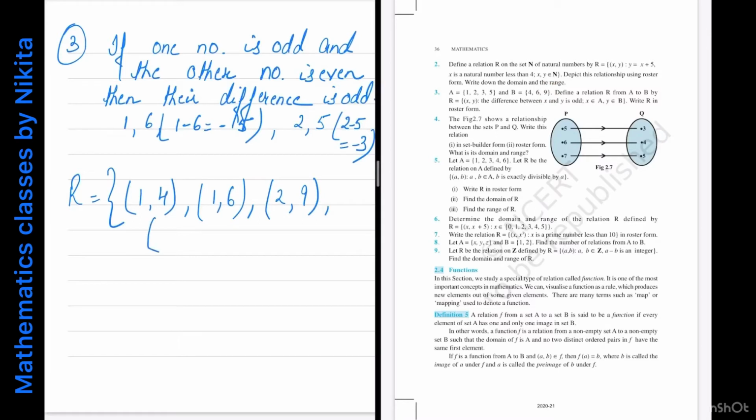Now suppose x is equal to 3. Now 3 is an odd number, so y can be 4 and y can be 6 also. So 3 with 4 and 3 with 6. Now x is equal to 5. If x is equal to 5, which is an odd number, so y can be 4 or y can be 6. So 5 comma 4 and then you have 5 comma 6. So this is how you have to find the roster form.